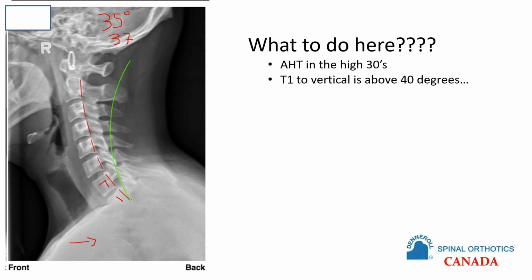I'll use T1 because I can see it clearly. I'm going to draw my line up. I'm going to take this measurement, and it's going to be 45 degrees. That's way above my cutoff of 30 degrees. Spidey senses should be going off that this is a thoracic hyperkyphosis case. I do not use a cervical Denneroll in this case, right?